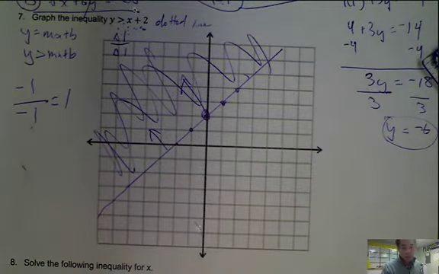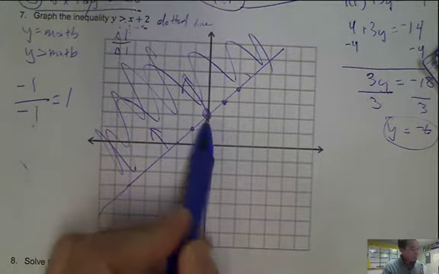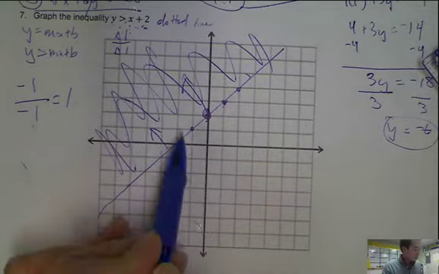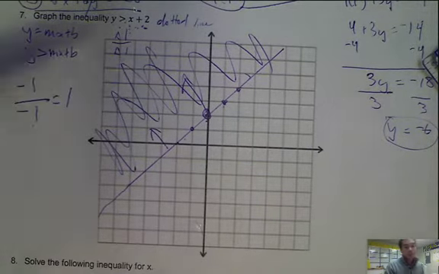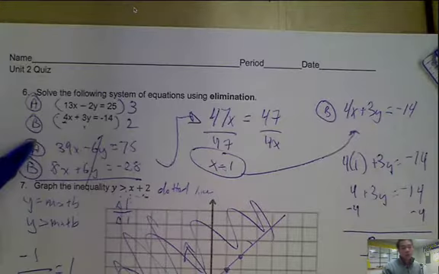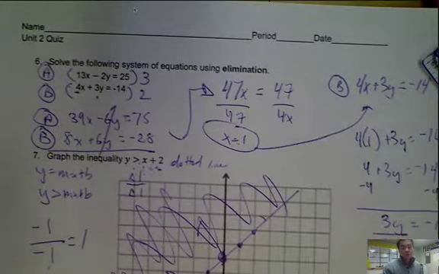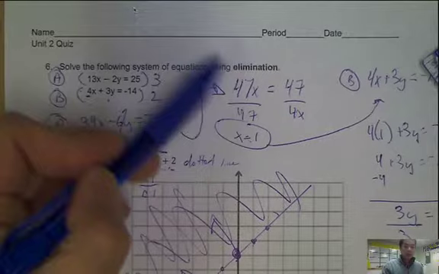Again, that was out of 4 points. I wanted to see the y-intercept, I wanted to see the slope, I wanted to see the dashed line, and then I wanted to see the shading. The systems of equations are 3 points because 1 for x, 1 for y, and then 1 for actually doing the correct step, the process.